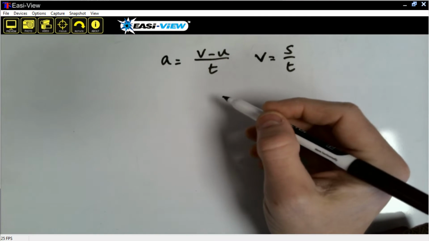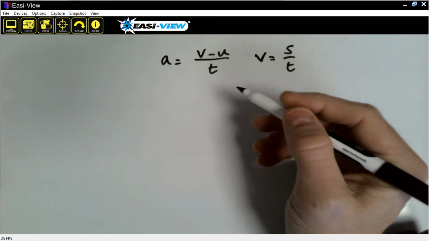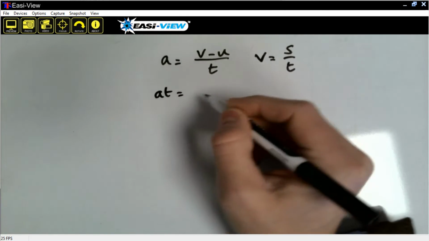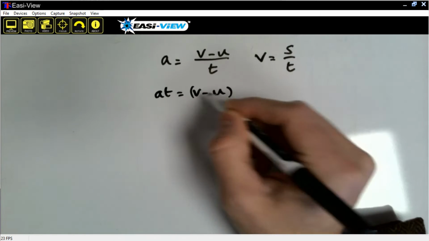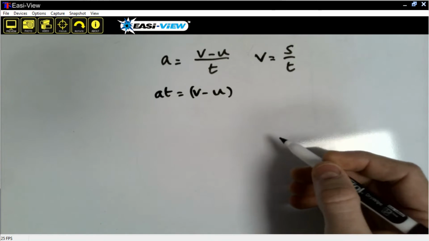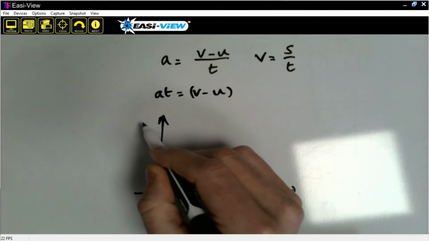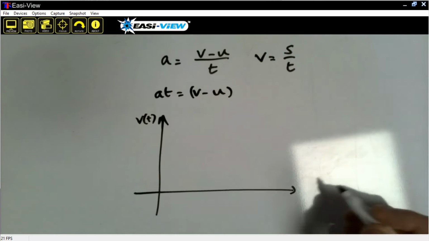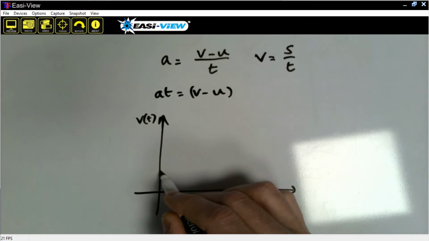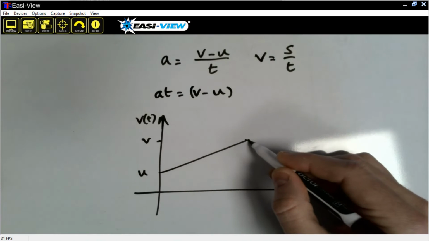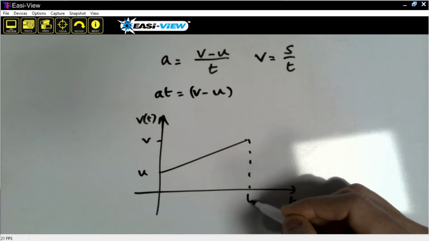So similar to the s equals ut plus half at squared equation, I'm going to just express that as at is v minus u. So that's us defining what acceleration is. Then, same idea, I'm going to keep the graph simple. So velocity is a function of time, and then we've got time, and then we've got a changing speed from u to v as time increases.